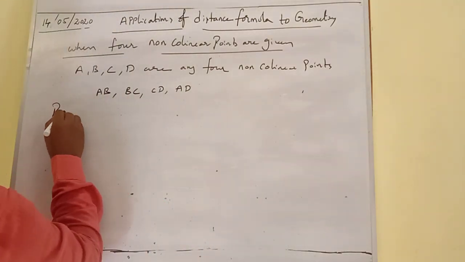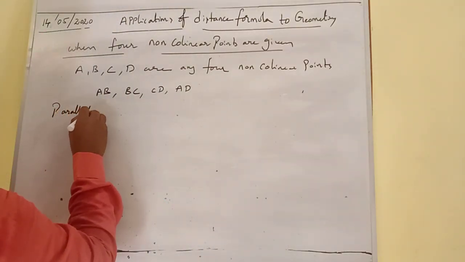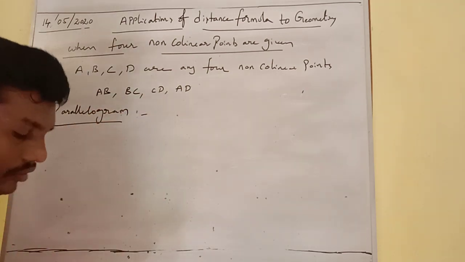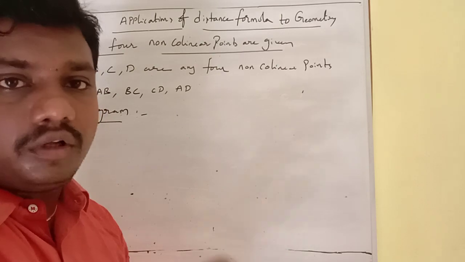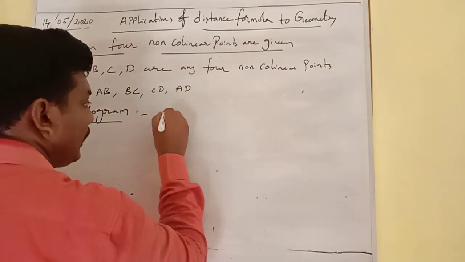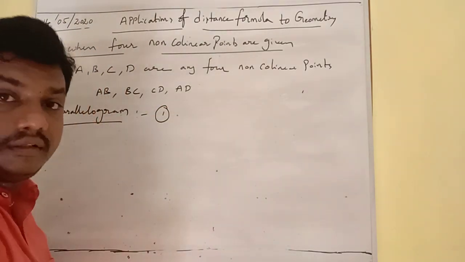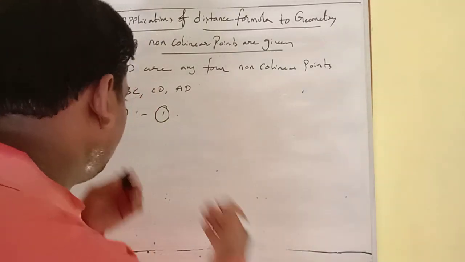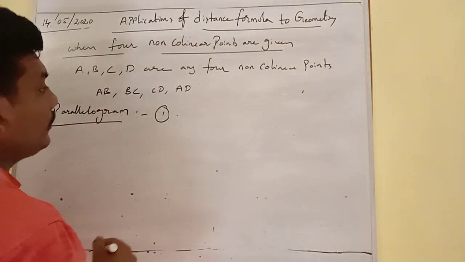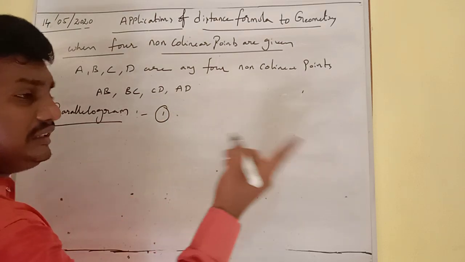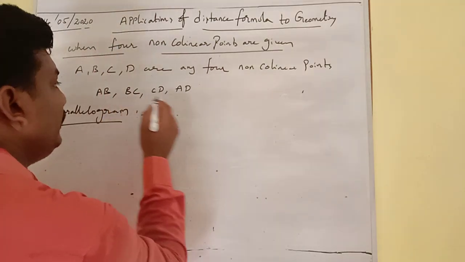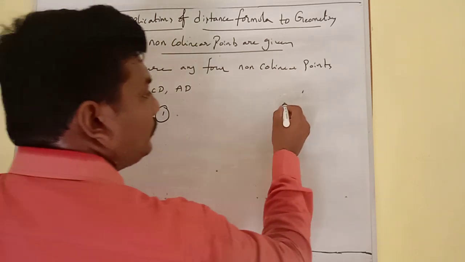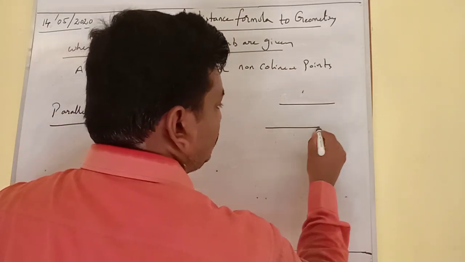So parallelogram. How will the parallelogram be? In a parallelogram, what are the conditions? First, we have to see the conditions, the properties of a quadrilateral. This we also discussed in the previous video. Now we have to discuss the parallelogram. Opposite sides are equal. That is in the ABCD quadrilateral, if you see the parallelogram condition like this, this is a parallelogram.